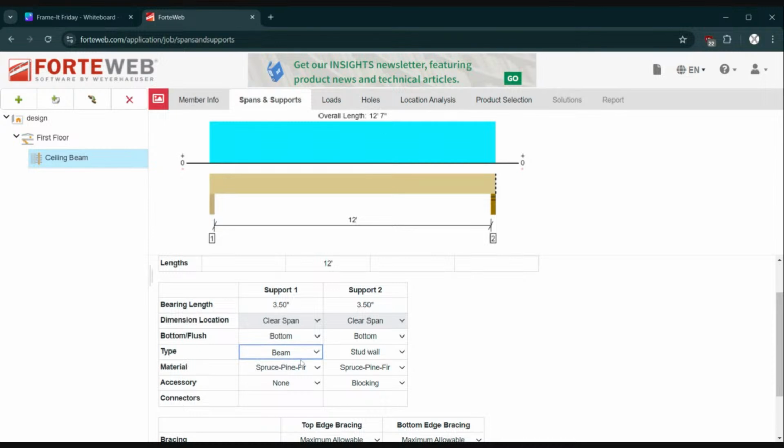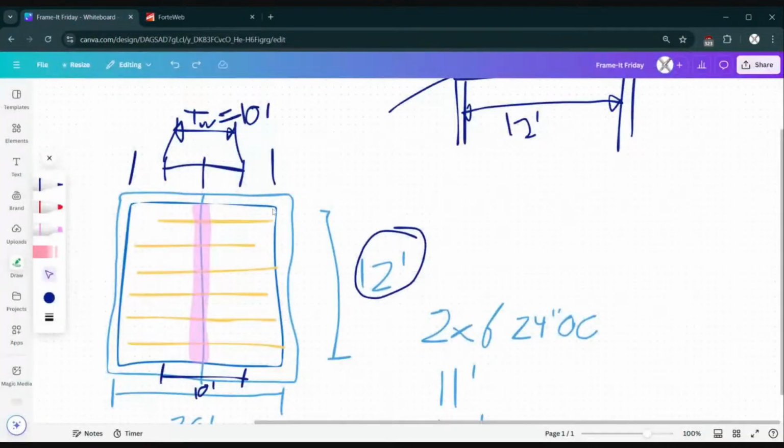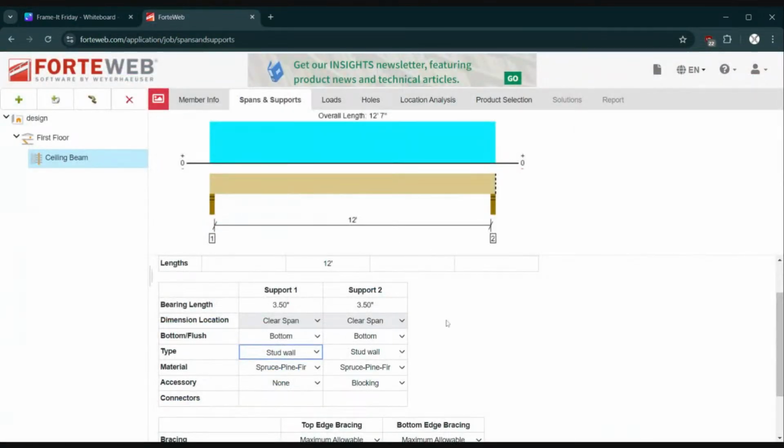A beam, a ledger, a plate, a pocket, a stud wall. What's it sitting on, right? There's all this stuff. Well, I'm going to sit on a stud wall because I just have a regular old framed house here, nothing fancy. So we're using that. And then what material is the wall made of? Well, this material matters because all these materials have different densities, which gives them different compressive strengths.